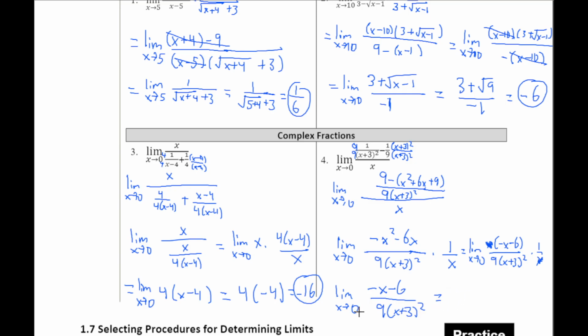Now you can just directly substitute in 0 and you'll get your answer because you've canceled something out on the top and bottom. Negative 0 minus 6 is just negative 6, and then 9 times 0 plus 3 squared. That's negative 6 over 9 times 9, which is 81. You can leave that as your final answer or simplify it if you want. That's your choice. Thank you very much.